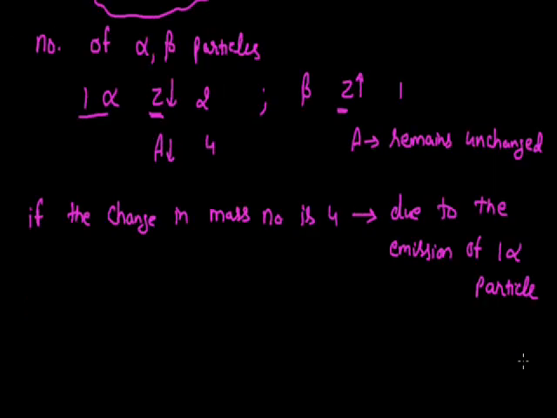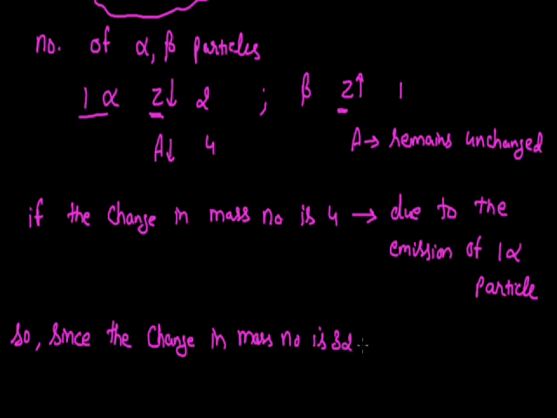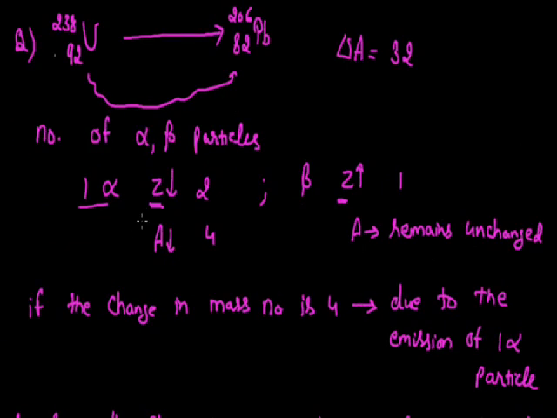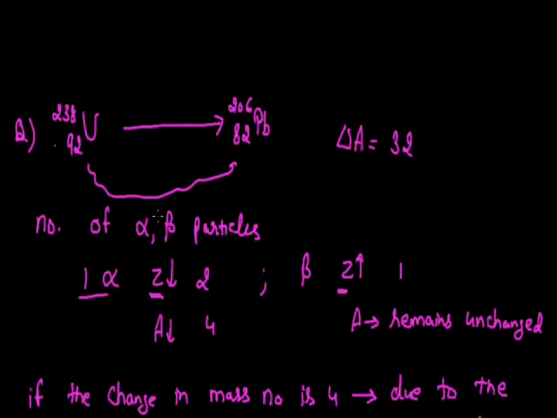But since here the mass number is going to change by 32, this is due to the emission of 8 alpha particles. So the emission of 8 alpha particles is responsible for this. This is how we can calculate how many alpha particles are emitted whenever the atomic number and the mass number of parent and daughter nuclei are provided to us. So this is the second type of questions that are asked to us.